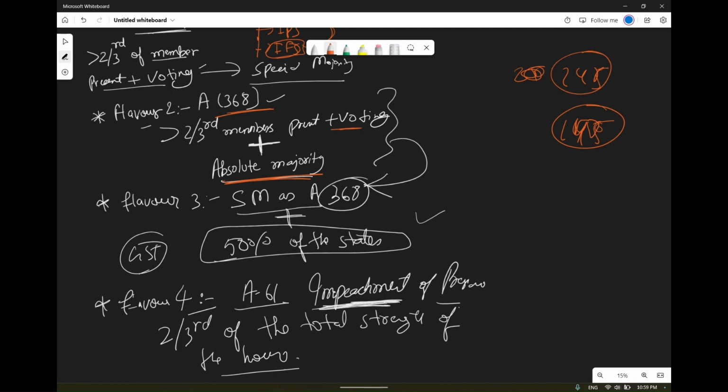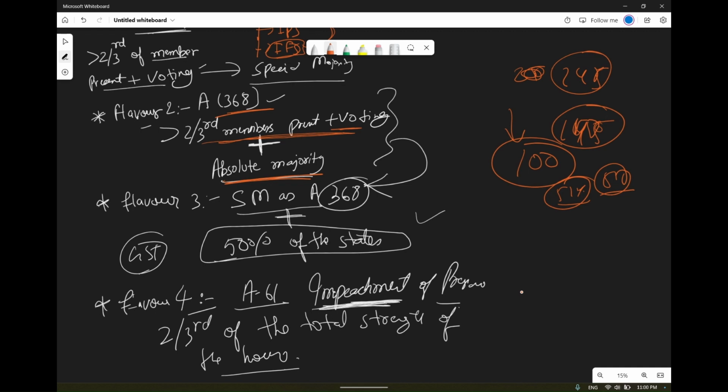So how many members are left with us? 100 members only for the voting. So to challenge this kind of scenario, now the ruling party needs only 51% of the vote, 51 people voting in favor to pass any bill and all. So that's why flavor 2 says two-thirds of the members present and voting is required, plus we need an absolute majority also.